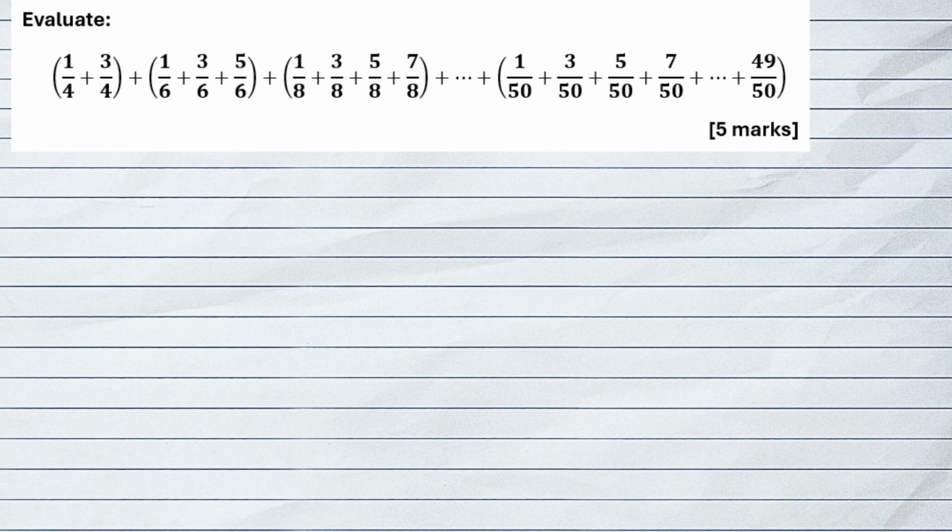All right, so we are given to evaluate 1 over 4 plus 3 over 4 plus 1 over 6 plus 3 over 6 plus 5 over 6 plus 1 over 8 plus 3 over 8 plus 5 over 8 plus 7 over 8 plus dot dot dot plus 1 over 50 plus 3 over 50 plus 5 over 50 plus 7 over 50 plus dot dot dot up until 49 over 50.